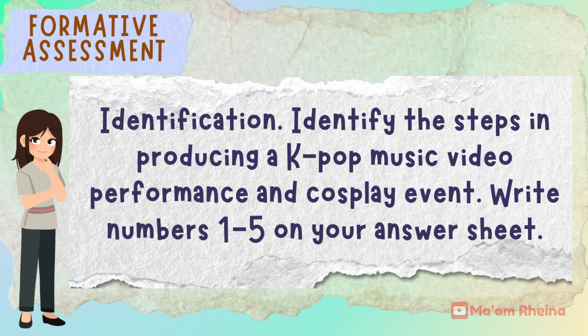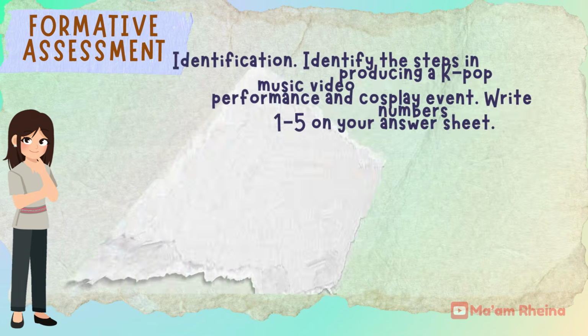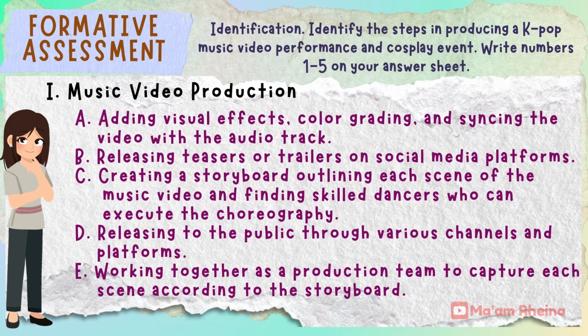Activity 7, let's check what you've learned. Now it's time to see how well you remember the steps in producing a K-pop music video performance and a classroom cosplay event. Instructions. You will identify the correct order of the steps by writing numbers 1 to 5 beside each letter. There will be 2 sections. Section 1 is for music video production. Section 2 is for cosplay event. Tip: think back to the process we discussed.